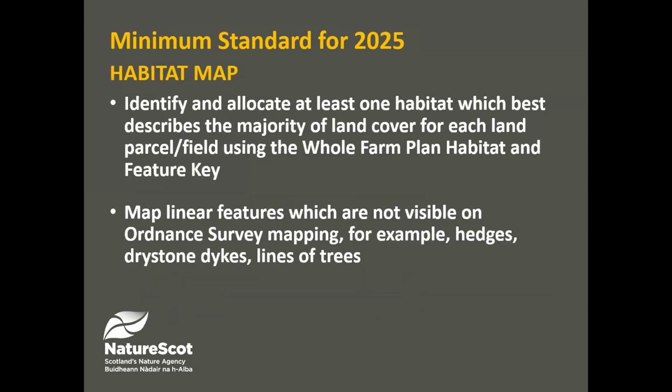So in terms of the habitat map, the minimum requirement is to allocate at least one habitat, which best describes the majority of each field. And you have to use the whole farm plan habitat and feature key. In addition, mapping linear features which are not visible in Ordnance Survey, often features such as hedges, dikes, lines of trees, they won't show in Ordnance Survey. In general, watercourses will show up, but you may have to mark seasonal ditches that dry up for part of the year. So those are just the additional linear features you might need to put in.